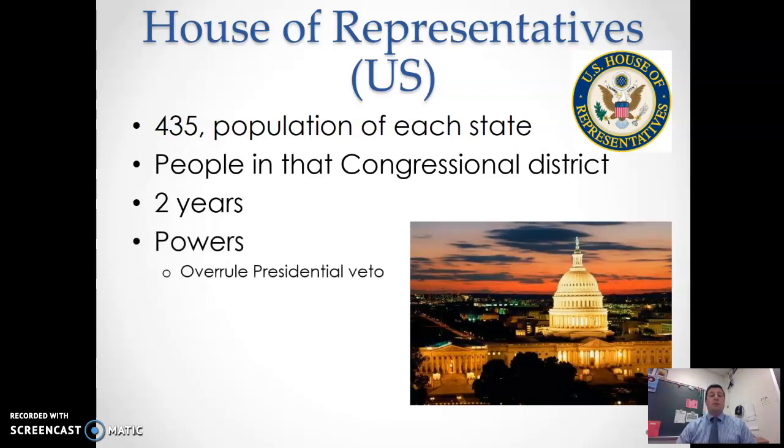They get to overrule presidential veto in much the same way the Senate can, 2/3 majority, supermajority. They also get to pass laws, and maybe it's only nerdiness that interests me, but the House of Representatives, any tax law has to originate in the House of Representatives.